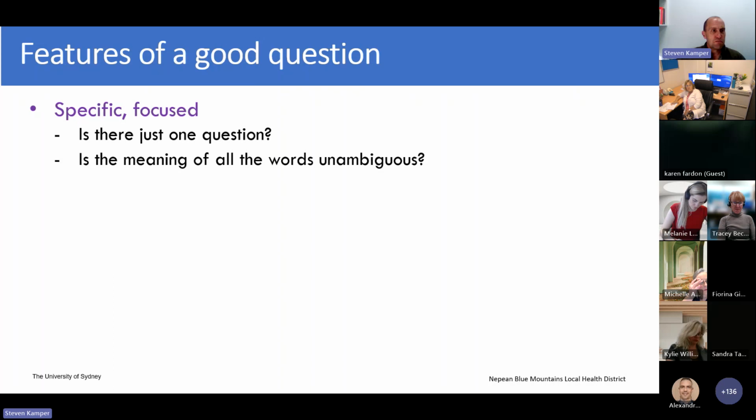All right, so is the meaning of all the words in your question unambiguous? A small tip, some things to avoid in your research questions. Don't have things like understand, don't have things like look for, don't have things like explore. The reason we don't have words such as that is because they're not sufficiently specific. It doesn't tell the reader, it doesn't tell you designing the study, exactly what it is that you need to do in order to answer your question.